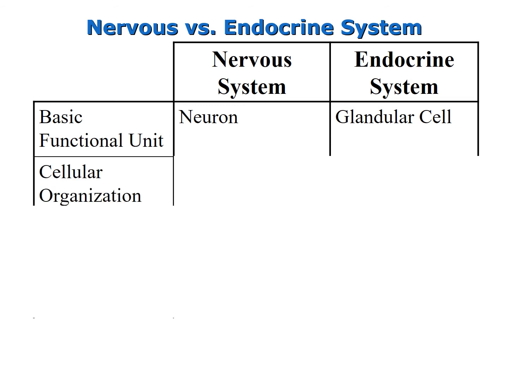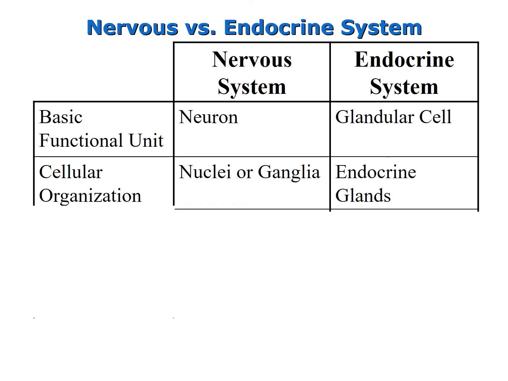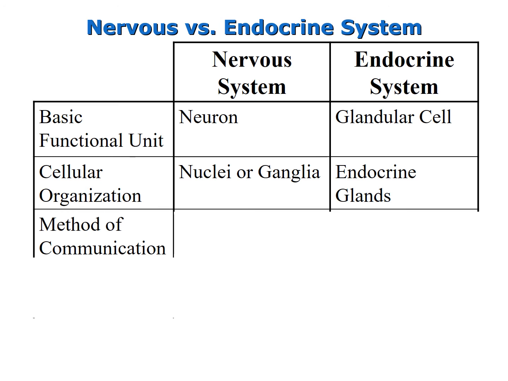In the nervous system, neurons were organized into nuclei or ganglia. Remember that nuclei were clusters of cell bodies in the central nervous system. In the peripheral nervous system, we called them ganglia. In the endocrine system, the cuboidal cells are clustered into endocrine glands.